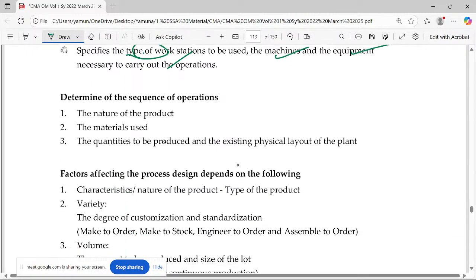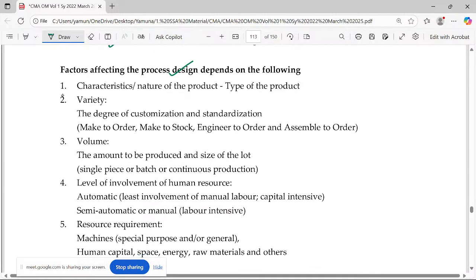Obviously, when you talk about the operations, you have to determine the sequence. Determining the sequence depends on the nature of the product, what materials you're going to use, and what quantities you're going to produce. Depending on the existing facility, what is available in the layout, it will be done. Factors affecting the process design, which means specifications or characteristics, whatever it is.